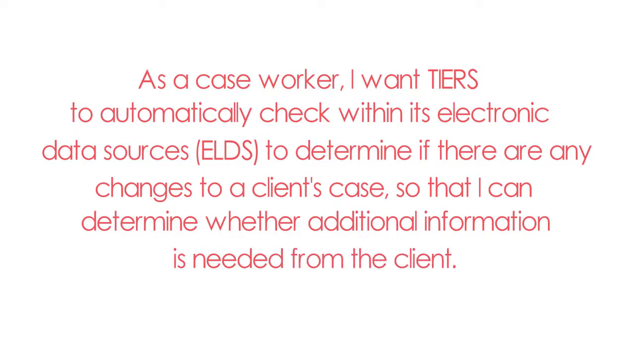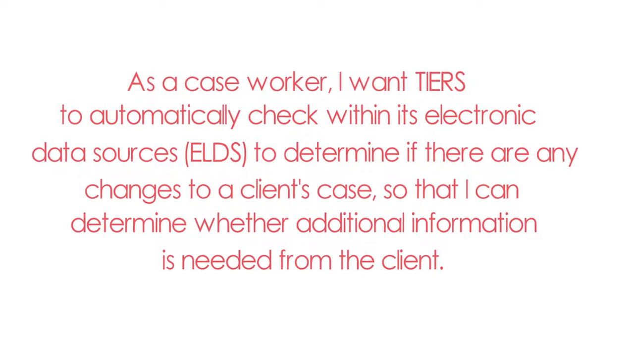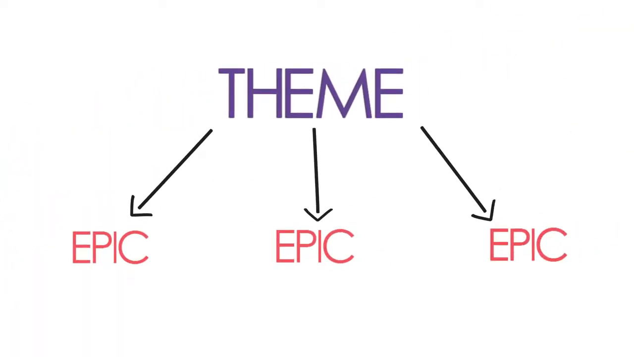While the verbiage here has become more granular than that of the theme, it still remains quite high level. What are the different changes that can occur to a client's case? Are their electronic data sources comprehensive of all checks needed on a client before renewing benefits? This information has yet to be determined. Thus, the epic requires additional, even smaller objectives in order to be fulfilled. These more granular objectives are called user stories. Now, we are ready to look at the role of the user story in the Agile process.